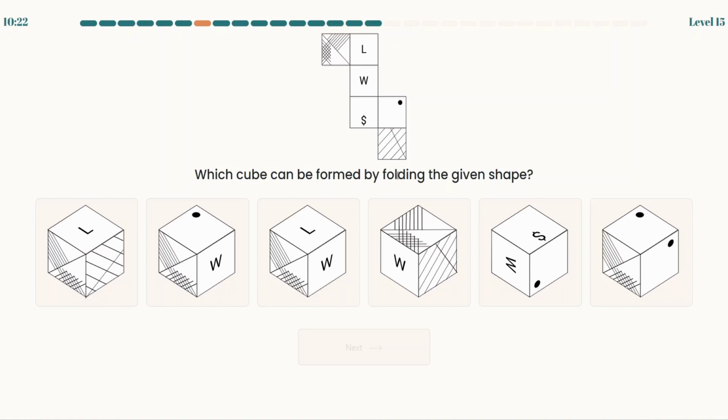Which cube can be formed by folding the given shape? I'm always struggling solving these. I'm thinking maybe 1? Oh, no, it's 3. W, L, and then, yeah, it's 3.